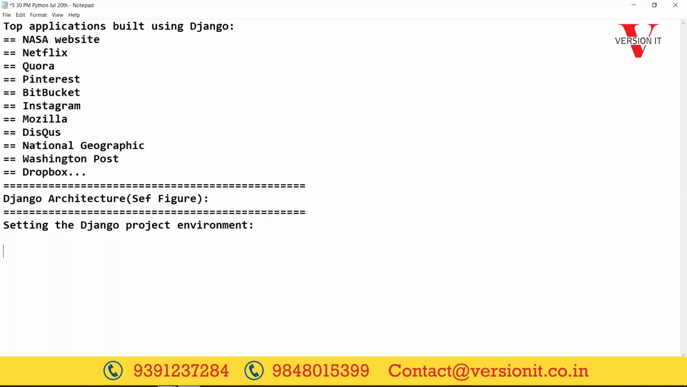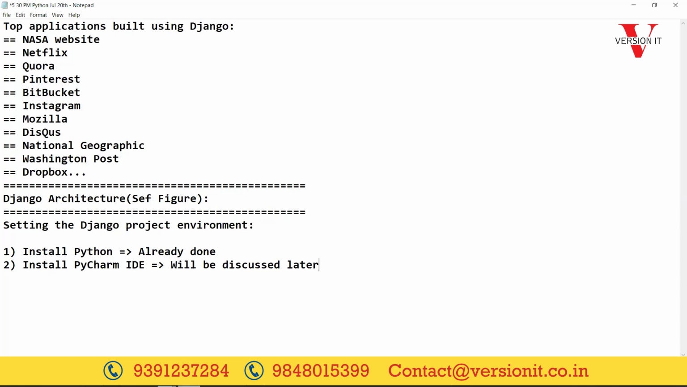In order to work with Django, first we need to install Python. Of course, it was already done. We are already working with Django and we have completed Python also, so no issues. Then the second step is to install the PyCharm IDE. Working with PyCharm will be discussed later. Third one, we have to create a virtual environment.